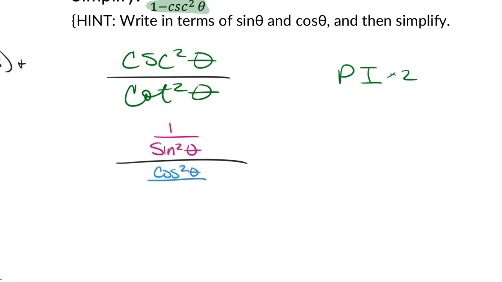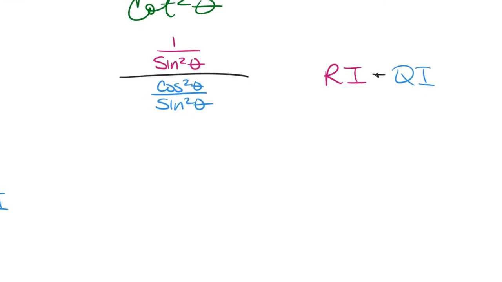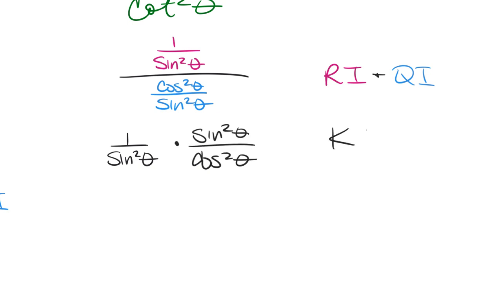Cosine over sine. So that was the reciprocal identity and a quotient identity. Ugh. You got fractions and fractions. I don't love that. Oh, can we cancel? We can keep, change, flip. Remember, when you are dividing fractions, you keep the first fraction that's in the numerator, you change the big divide to a multiply, and you flip the second fraction. Keep, change, flip.